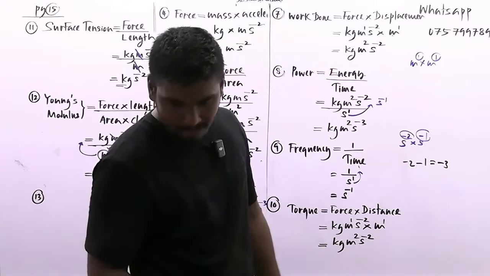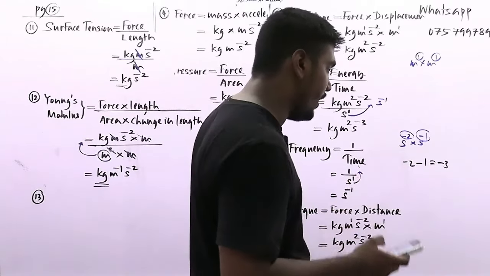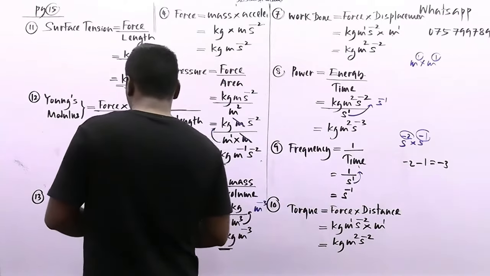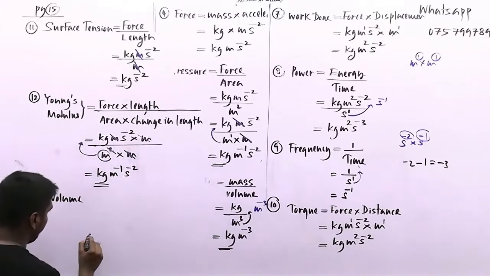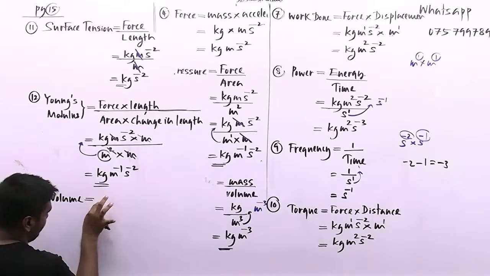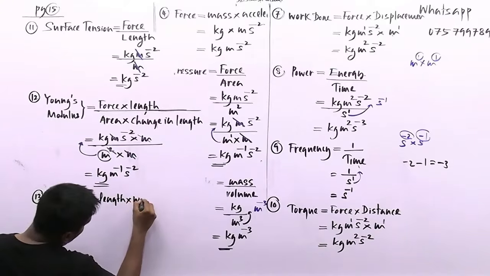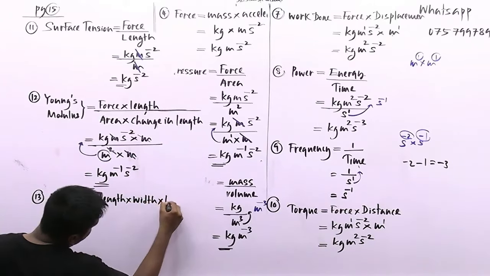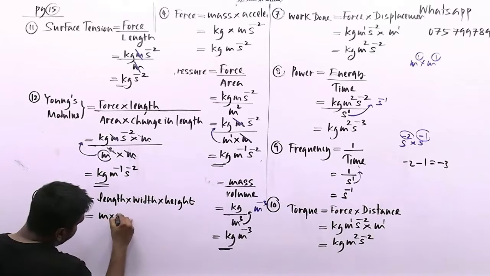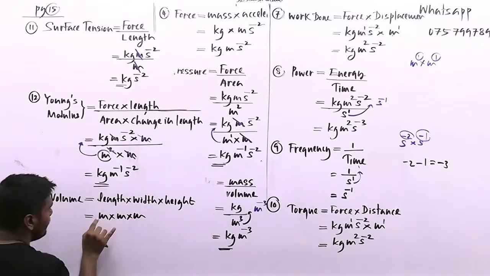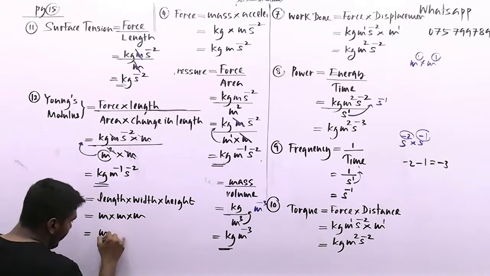So I'm doing question number 13. Volume means length into width into height. So we all know that volume equals length into width into height. Directly I write down the units of volume is meter cube: meters into meters into meters, the power is 1 plus 1 plus 1, the total power is going to be 3. Simple m to the power 3.